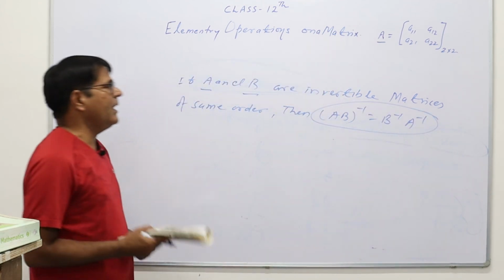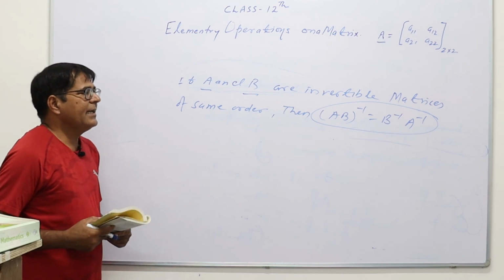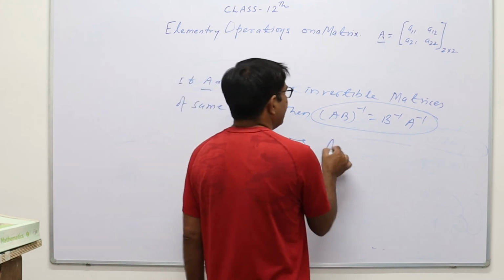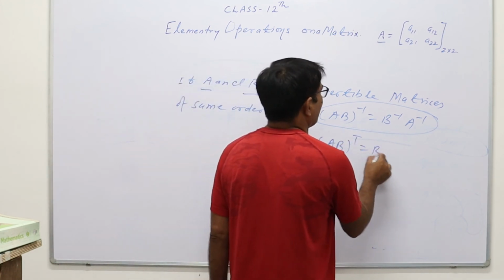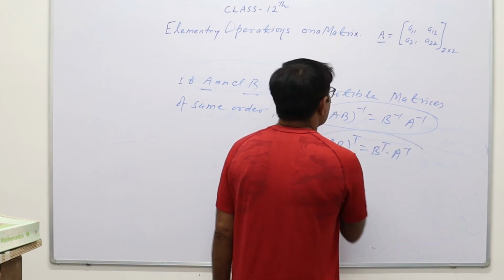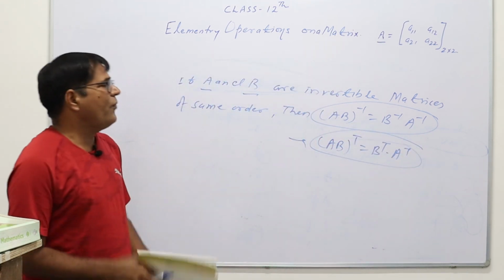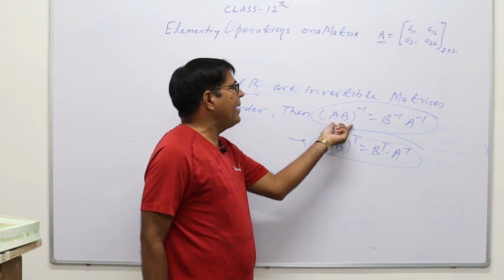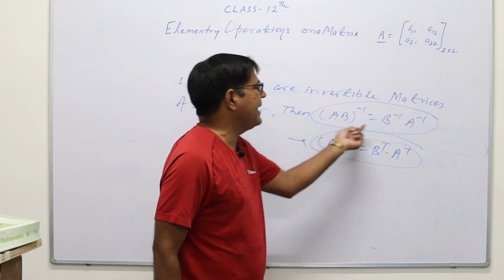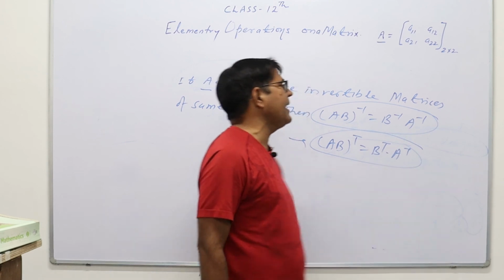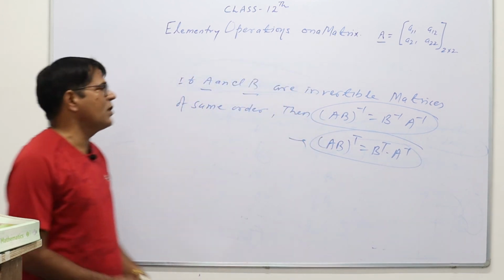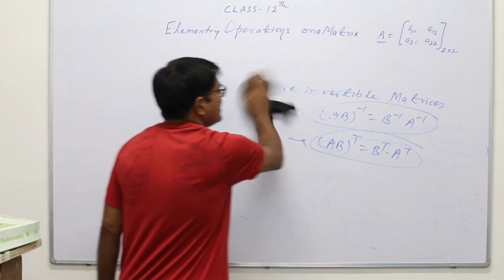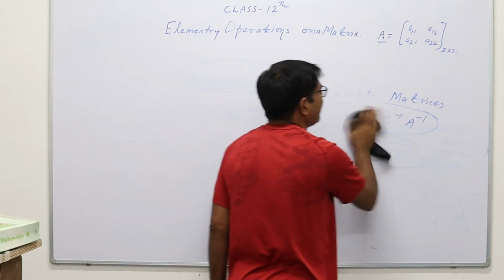This type of property we discussed for the transpose of two matrices also. The transpose of AB will be equal to B transpose into A transpose. In the same way, if we have to find the inverse of the multiplication of two matrices, that is the inverse of AB, then it is equal to B inverse into A inverse. This is known as the reverse law also. So this is the next property. On the basis of this property, you may get one question in the exam.